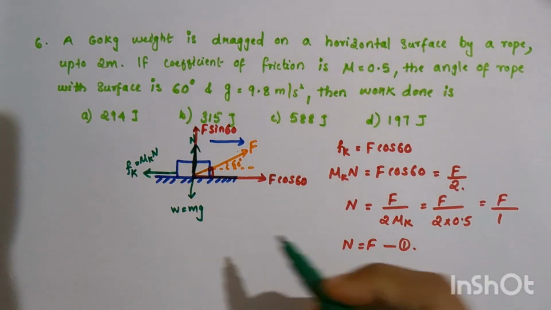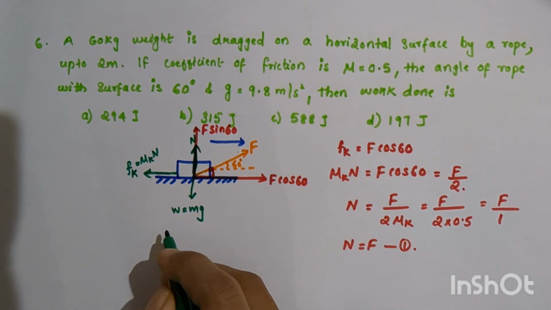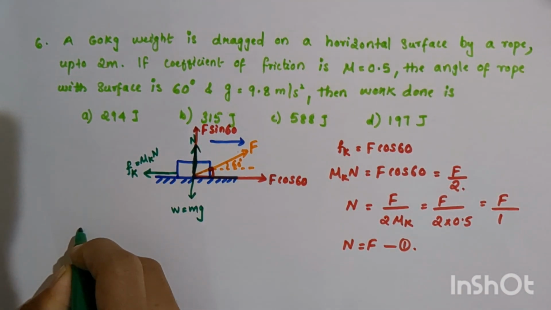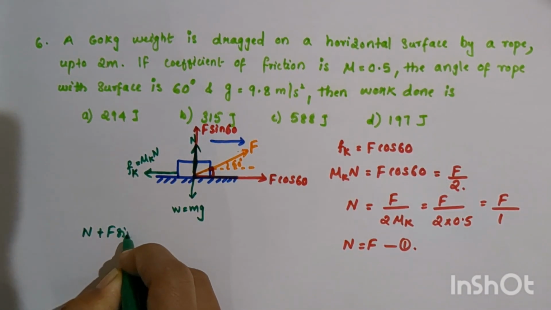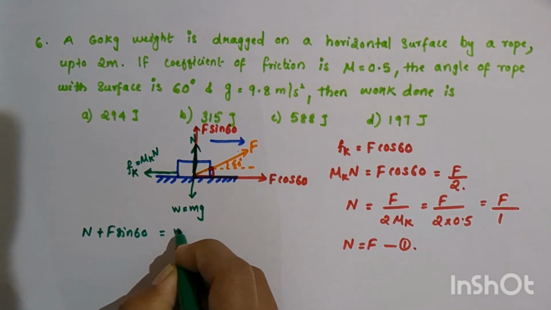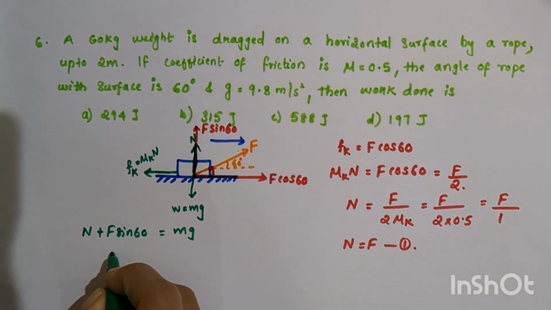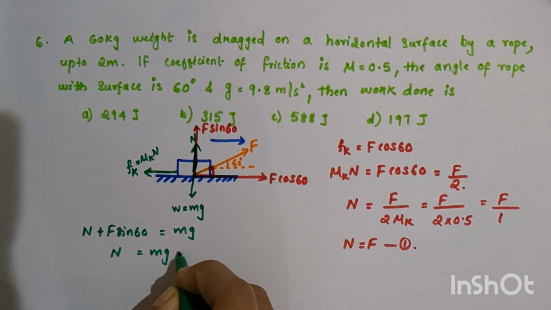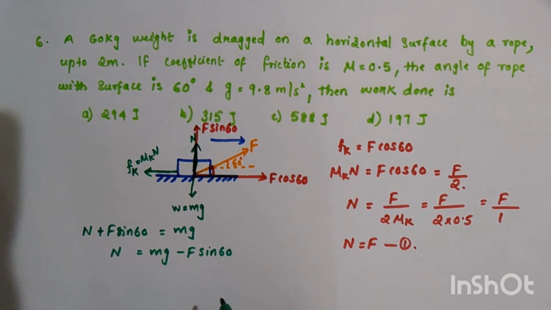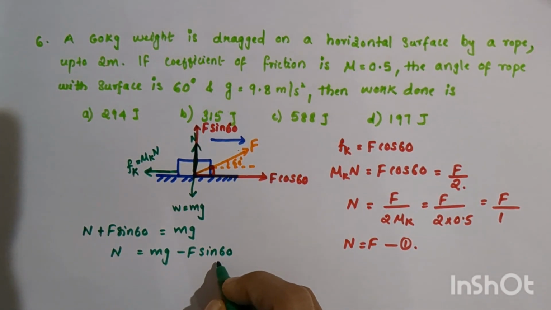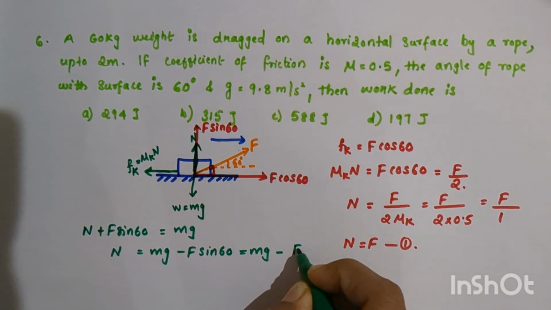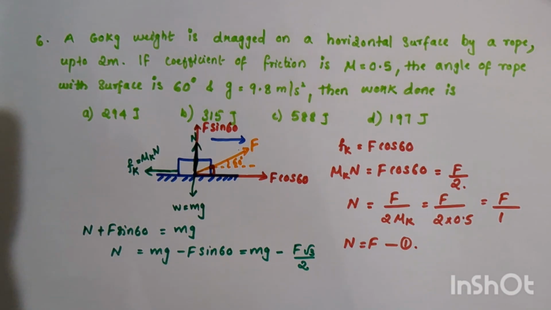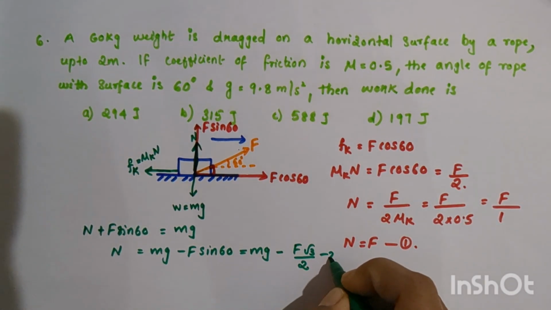Now you see, from the upward and downward forces, we can write N plus, in the upward direction there are two forces acting. One is N, another one is F sin 60. So this will be equal to the downward one, which is mg. So from this we can write N is equal to mg minus F sine 60. So what is sine 60? Sine 60 is root 3 by 2. So we can write it as mg minus F into root 3 by 2. I am taking this as equation number 2.